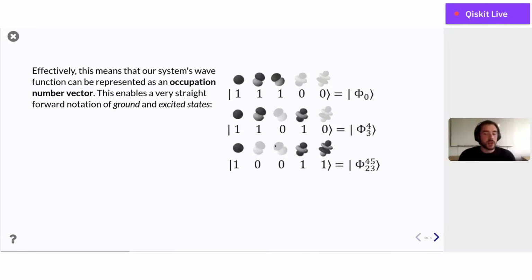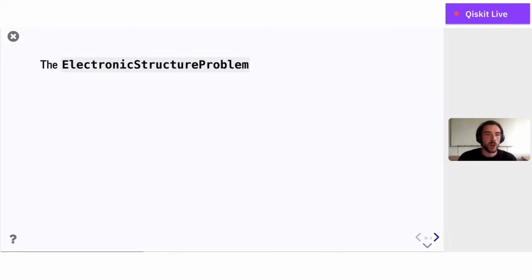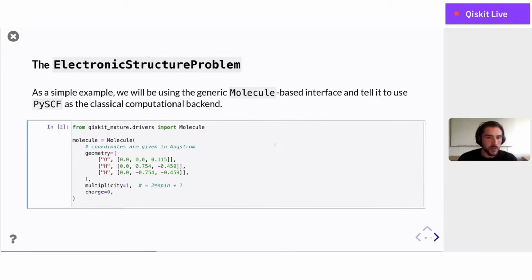Now, using this formalism, we can actually represent our system very nicely also in the code. So what we'll now look at is the electronic structure problem. So first of all, we need the system that we actually want to simulate. And as I mentioned before, we want to simulate a water molecule for today's purposes.